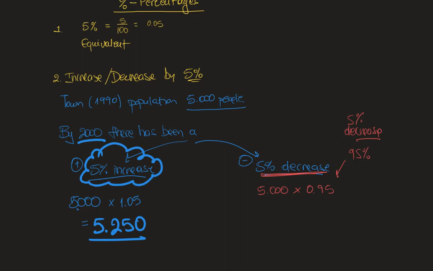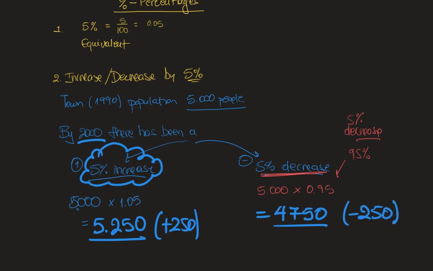Whilst for the decrease, we take 5,000 multiplied by 0.95, and that will give us 4,750. As you can see, the difference in the population on the one side is going to be plus 250 humans, and then minus 250 on the other side, where we have a 5% decrease.